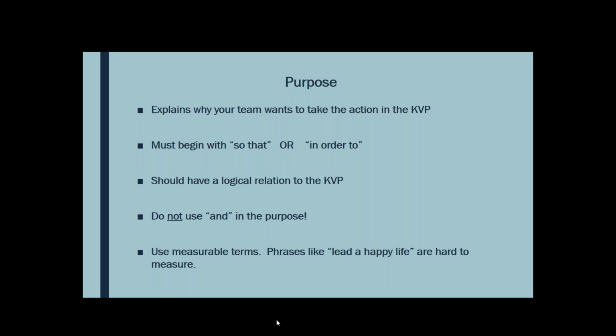They want you to use measurable terms. It's kind of hard to determine "lead a happy life." What does that mean? How do you know you've done it? And so try to do something that can be measurable.